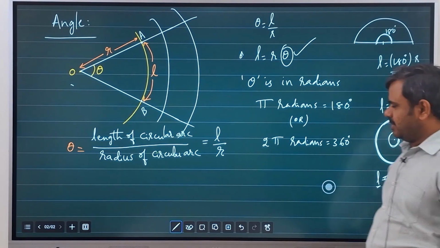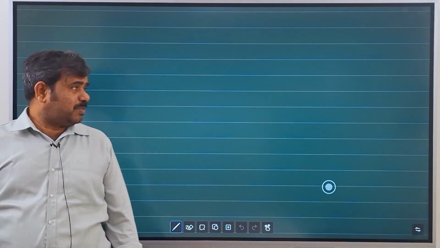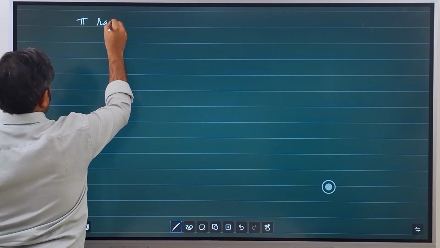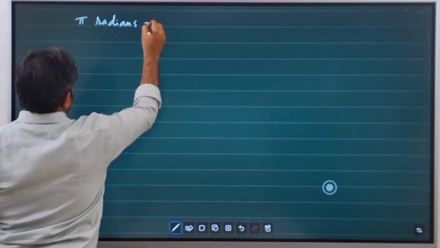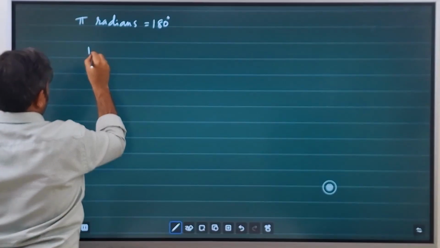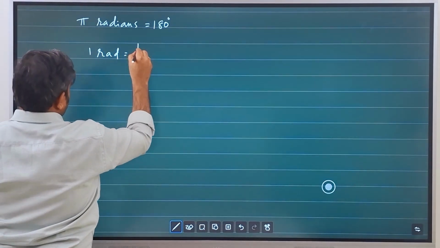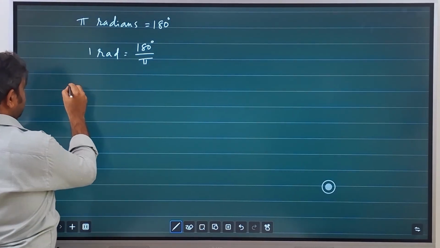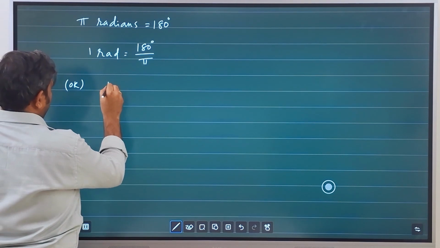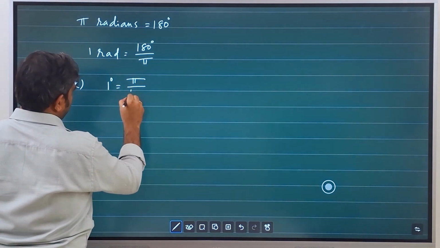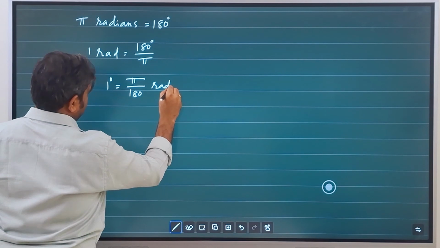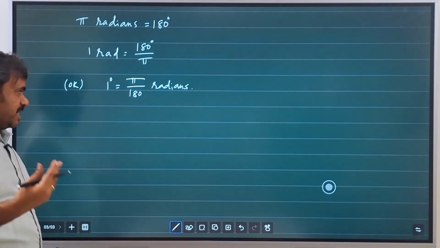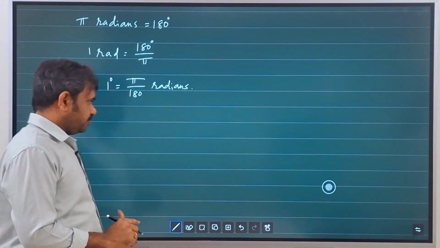Since pi radians is equal to 180 degrees, or 2 pi radians is equal to 360 degrees, you can write 1 radian is equal to 180 degrees by pi. Or you can write 1 degree is equal to pi by 180 radians. So this is how you can convert from radians to degrees or from degrees to radians.